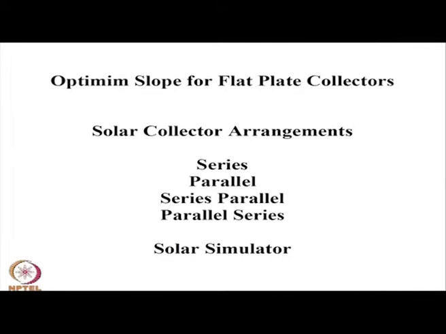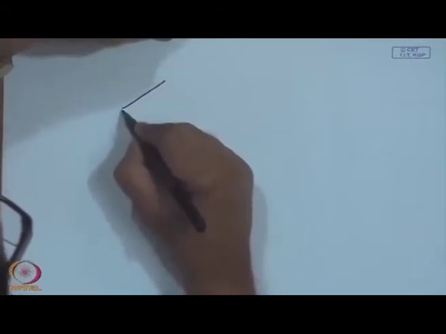First, we discuss the optimum slope for flat plate collectors. The best way is to calculate the total radiation received by the collector in the year, even based upon the monthly averages, and depending upon your objective, you maximize the total radiation received over the year or whatever is the application that demands.